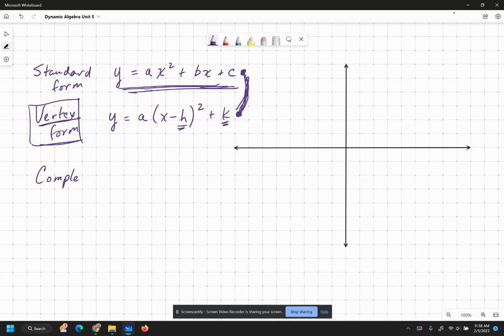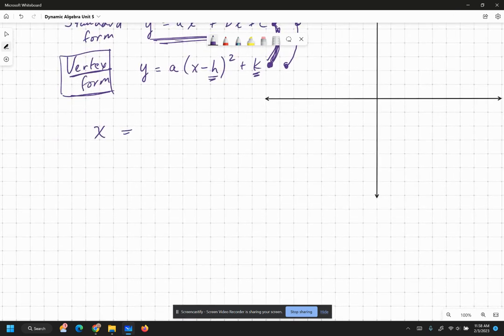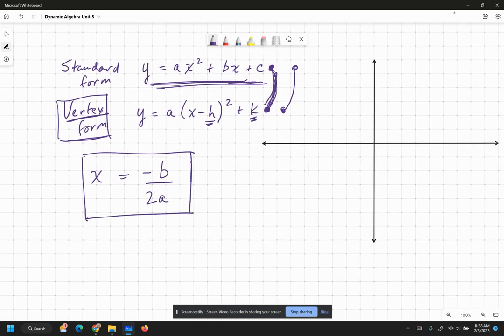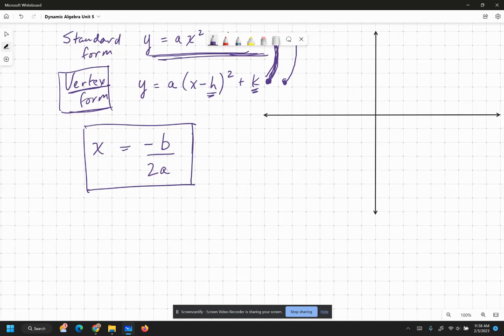But what I do instead to create a pathway to convert something in standard form to something in vertex form is I just remember, you have to memorize one thing, that the x coordinate of your vertex is simply minus b over 2a. That's it. If you remember this, you can convert from standard form to vertex form all day long.